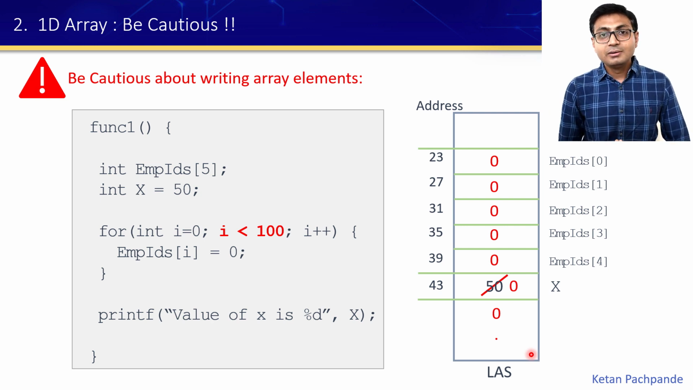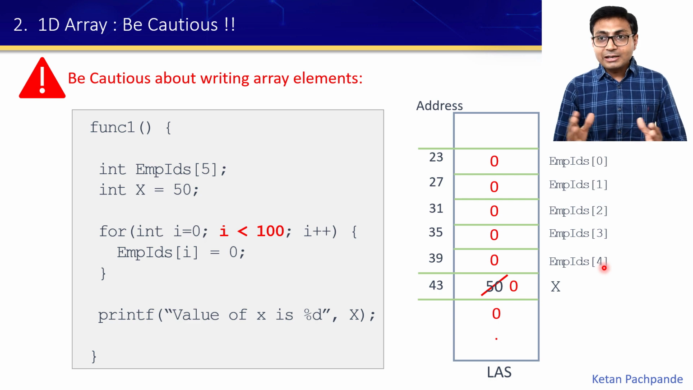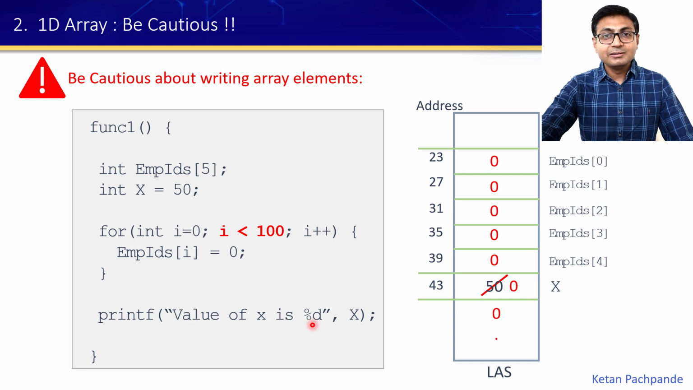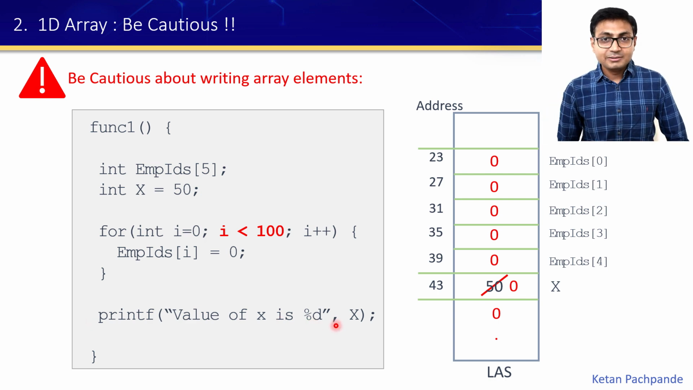So, because of this mistake, I have initialized all elements to 0, but I have also overwritten my other variables' values. You can try this program in C++, and after this for loop, I have printed the value of x. Now tell me, if I have not modified the value of x after initialization, what is the expected value to be printed by this printf statement? 50 only. But you will observe that the 50 will not be printed by this printf statement. It will print 0.